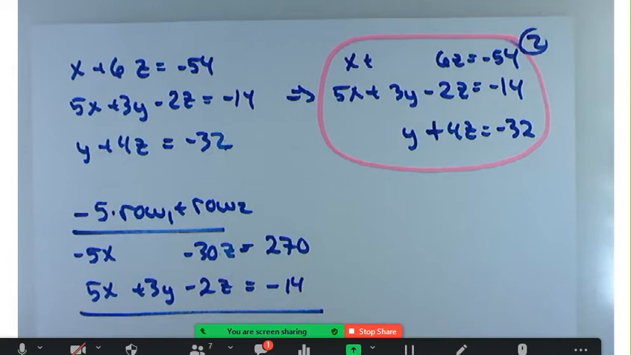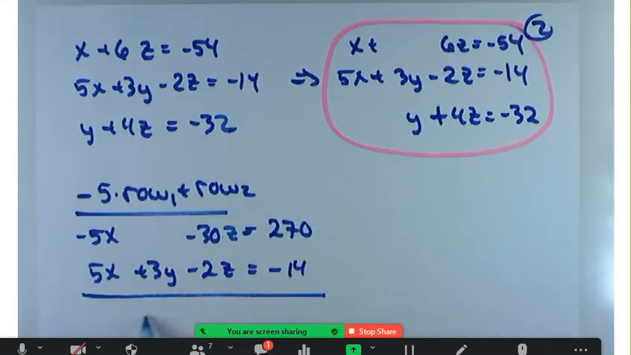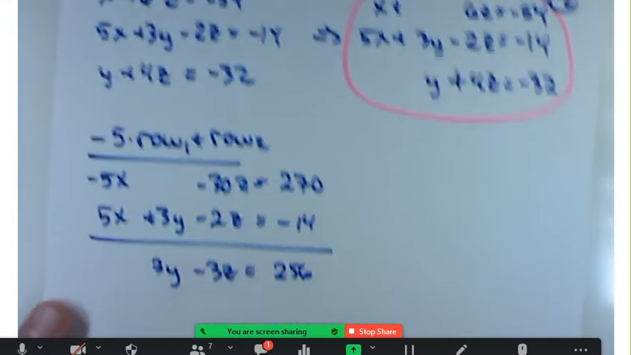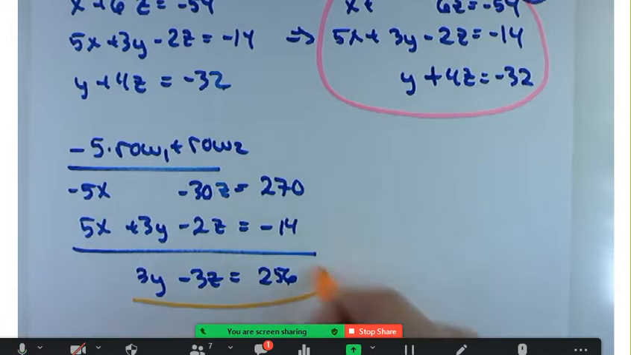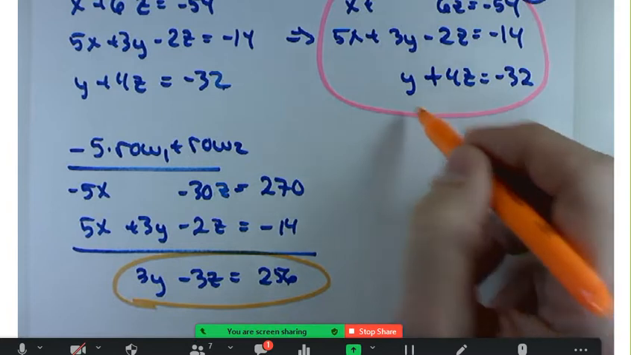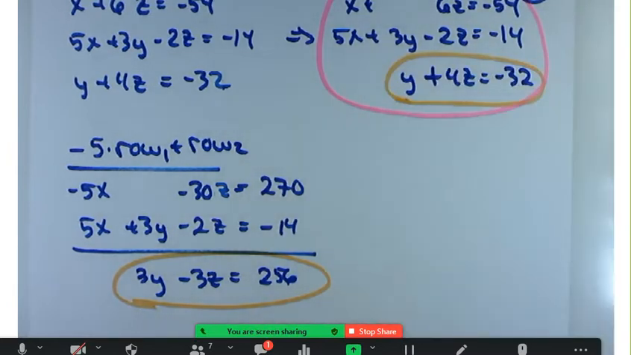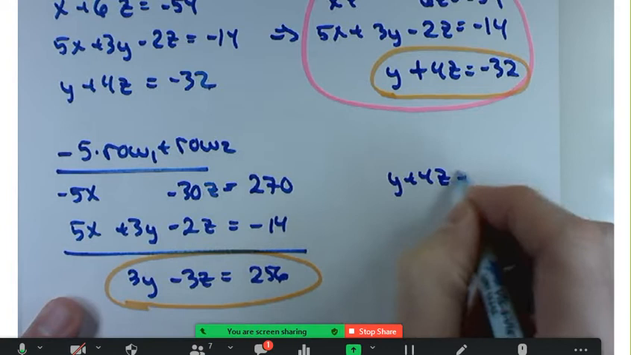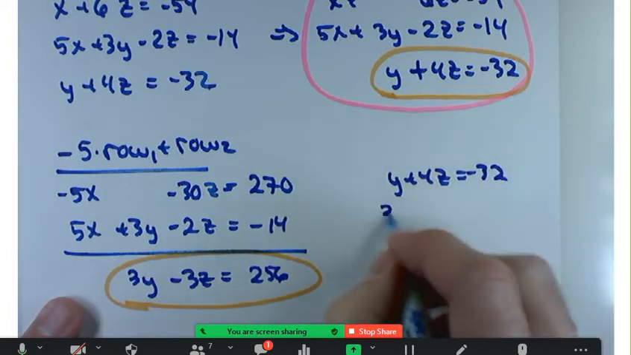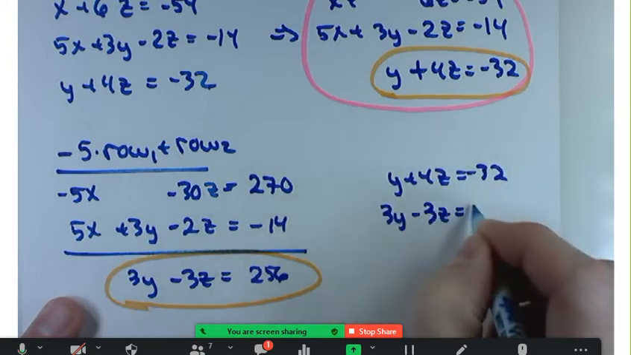Okay. That would give me 3y minus 32z equals 256. Okay, so not so bad. But if you take a careful look at things now, I've got two equations, this one and this one, that just depend on y and z. So let's solve those two equations simultaneously. So it's going to be y plus 4z equals negative 32, and 3y minus 32z equals 256.